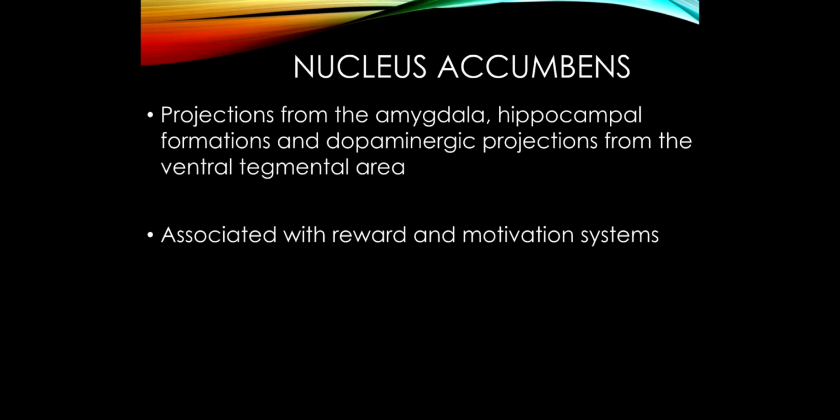So what does the Nucleus Accumbens do? It gets projections from both the amygdala and the hippocampus, and it also gets important dopamine projections from an area in the midbrain that we haven't talked about yet called the ventral tegmental area. You know the expression, someone will ask, how do you get your dopamine? Sort of, how do you get your reward in life? So associate the Nucleus Accumbens with that. It's associated with reward and motivation systems.